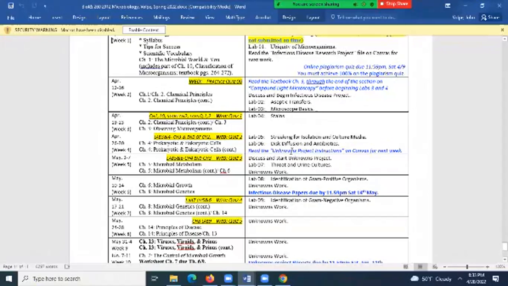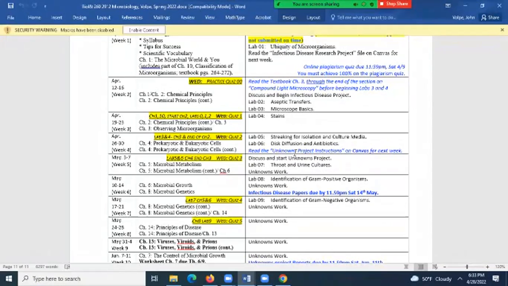There's a syllabus. We're going to be doing lab 6 today on disc diffusion and antibiotics. And I need to tell you to read the unknown project instructions. You can find it on Canvas. You need to read that for next week because I'm going to talk about the unknown project, and we'll start the unknown project next week.